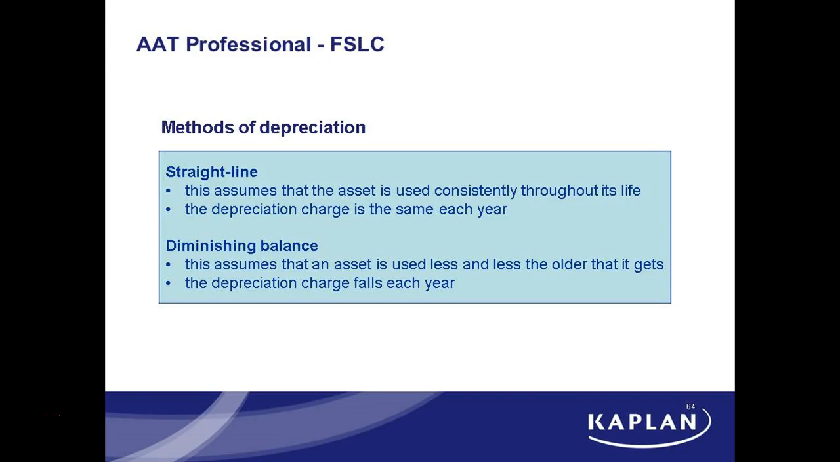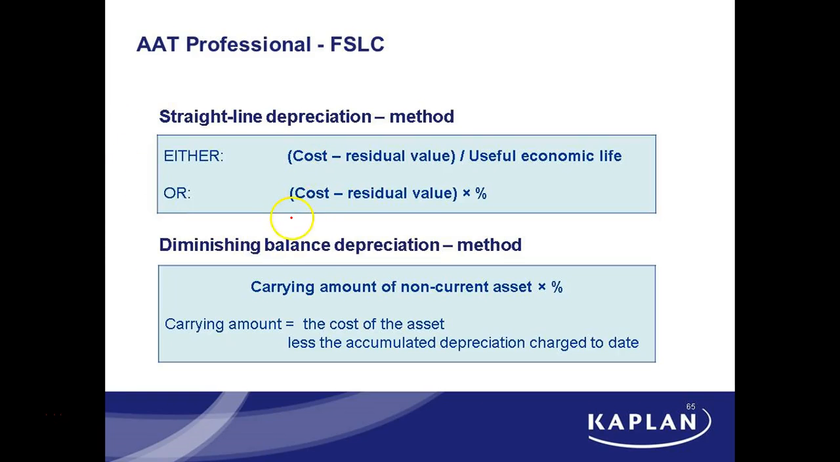And of course, we have two methods, straight line and diminishing balance depreciation. I'm sure you're comfortable with what those are. You just have to watch the formula and what they're asking you to do. Sometimes they give it to you in percentage form. Sometimes you have to divide it by the useful economic life. And if you're doing diminishing balance, you're pretty much taking a percentage of the carrying amount every single year.